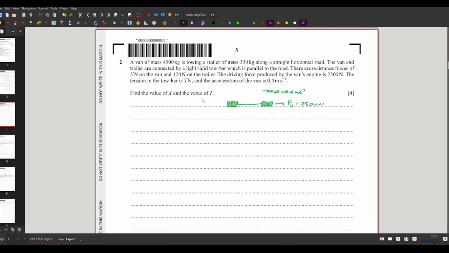So now in the first case they're asking the values of X and T. So what we can do here, if we consider the system, then we can cancel out T, right? Because if we consider this whole system, then T acts in both directions, so plus and minus, so we will cancel it, right? So the only unknown one is the X. So first I will write for the system.